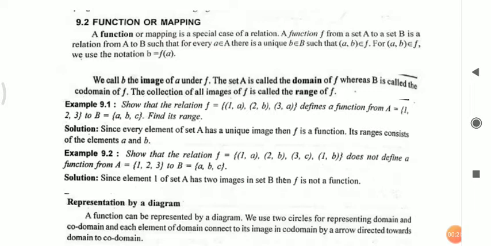So a function or mapping is a special case of a relation. Now we are defining function. A function is a relation from a set A to a set B, so that function is defined from one set to another such that for every element a belongs to A, that is, for each element of the first set, there is some unique element in the second set such that b is equal to f(a).